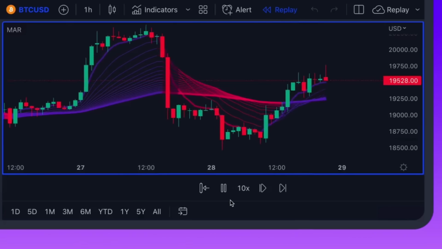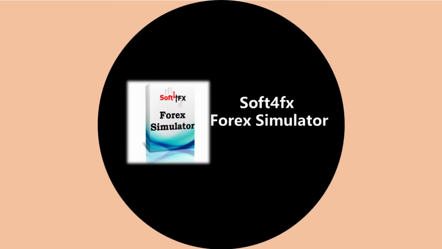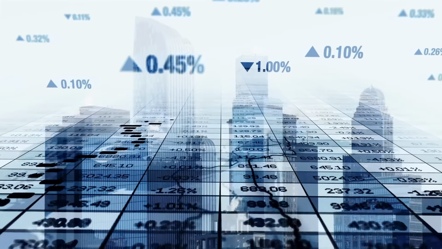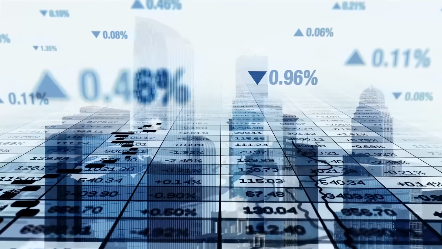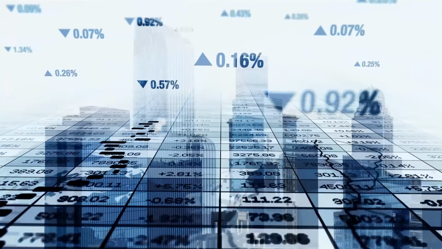For the backtesting, I will use Soft4FX software on the MetaTrader 4 platform, which is a real data-based forex simulator that enables you to trade in the past and review the results.